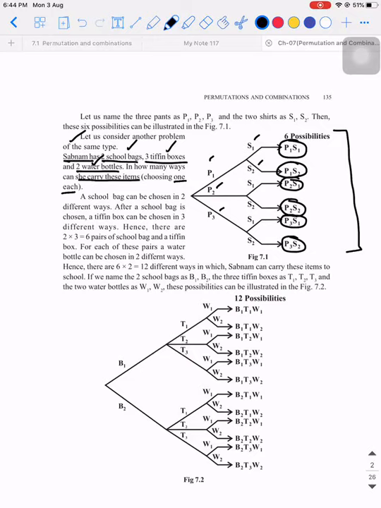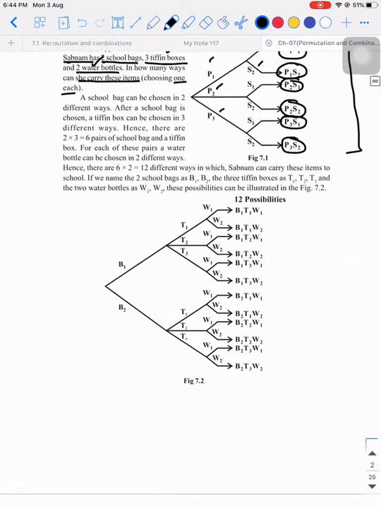Means if you select school bag 1, in that you can place tiffin box 1 and you can place water bottle 1. So in this way, how many ways can she carry these items, taking only one at a time? Means she cannot take both the water bottles at the same time or all the 3 tiffin boxes at the same time. So if there is 1 school bag, there should only be 1 tiffin box and 1 water bottle.